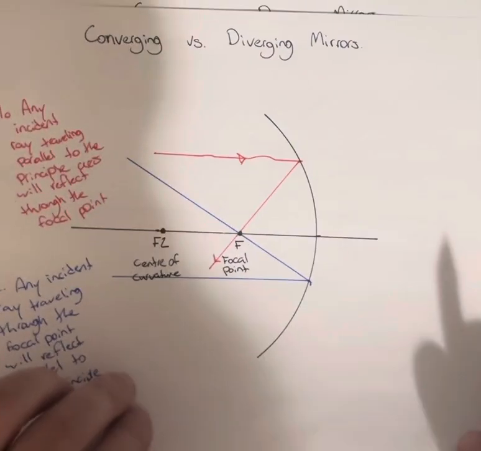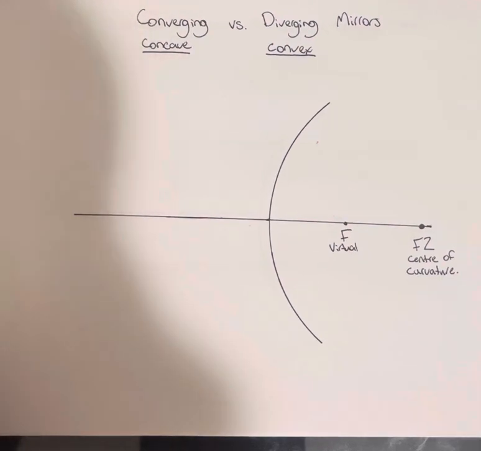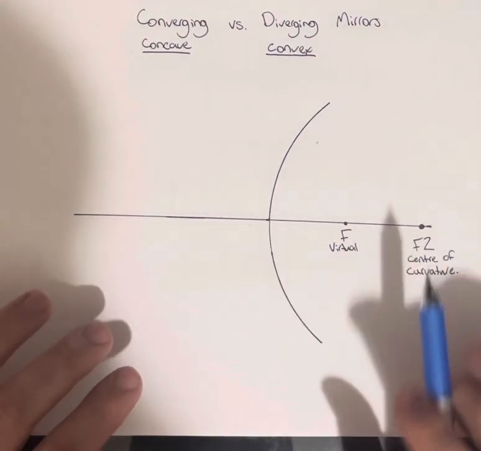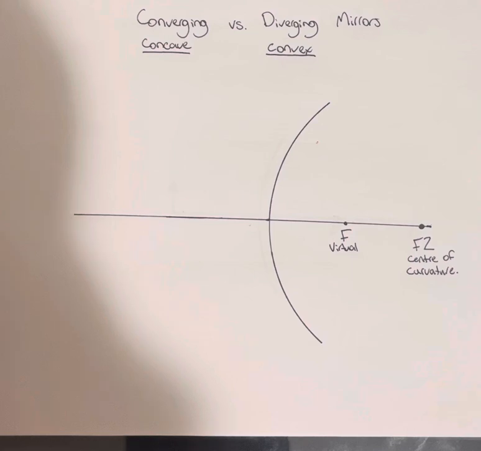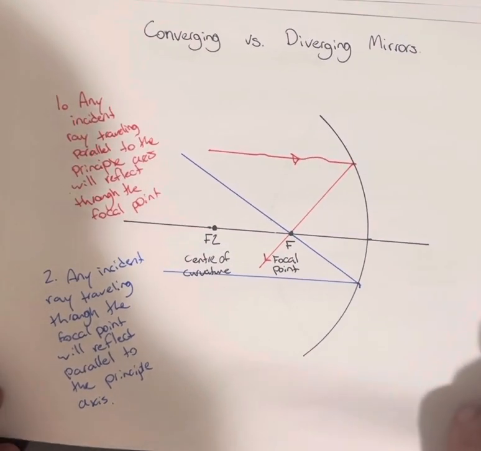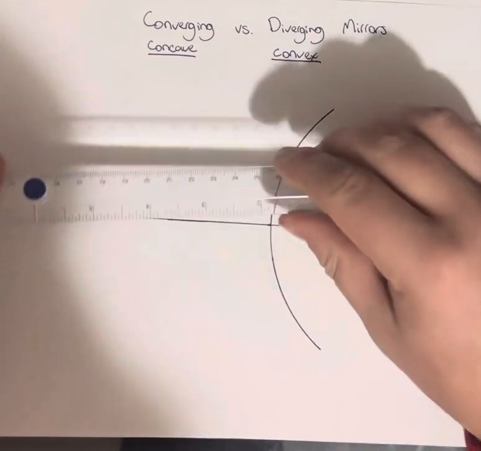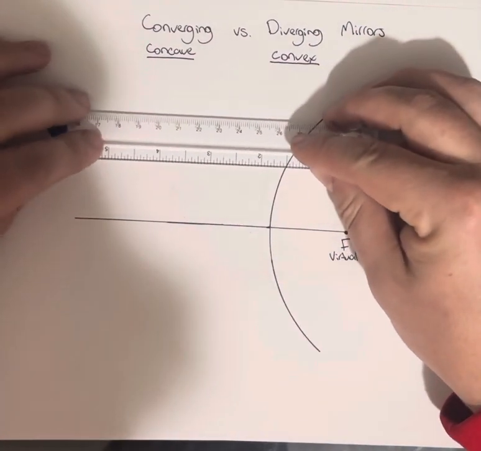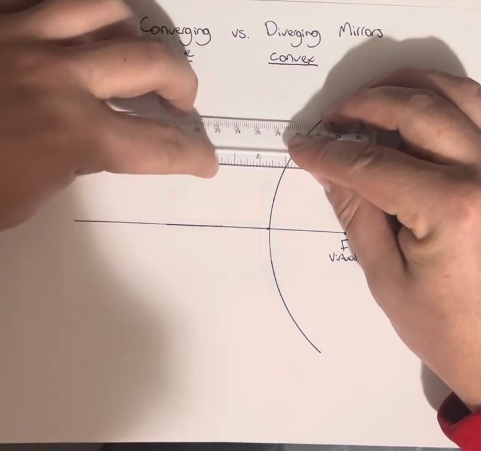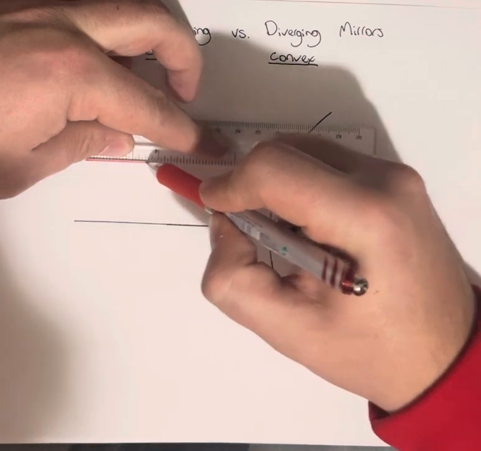But when we go to look at diverging mirrors, and I did mention this the other day, when we compare our diverging mirrors to our converging mirrors, we get into a little bit of a complicated spot. Because if we go back to rule one, any incident ray traveling parallel to the principal axis, let's just say my incident ray is coming in parallel to the principal axis at this point here.